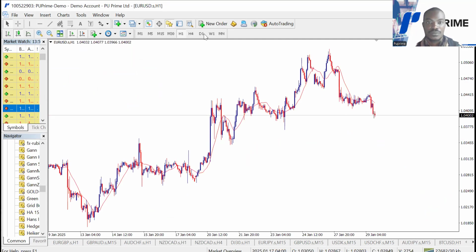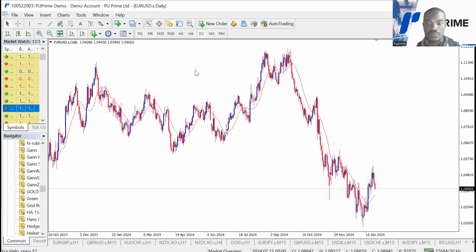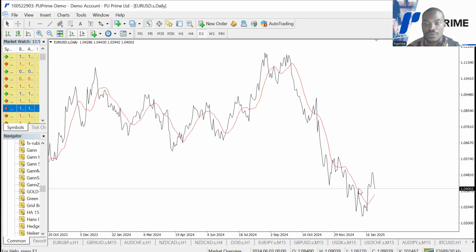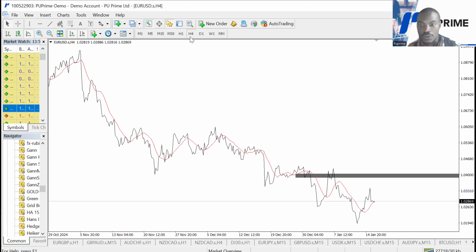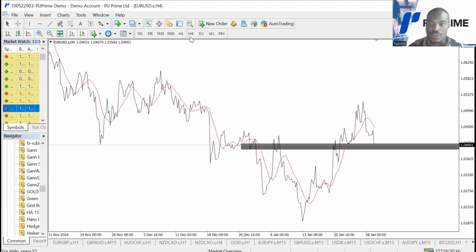Euro USD. Euro USD, we have a break here. I think Euro USD could change to the top side because this is a strong low and the market just broke it.